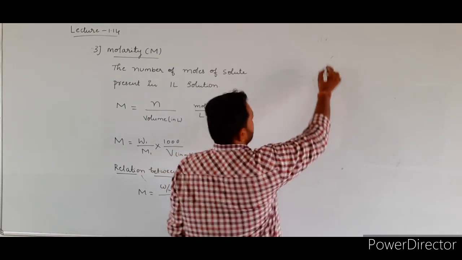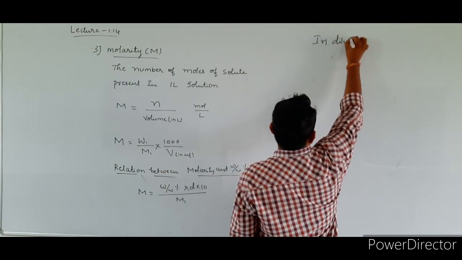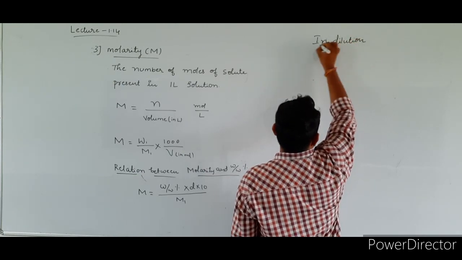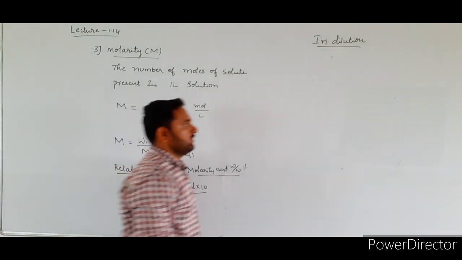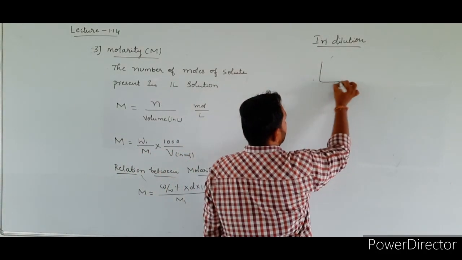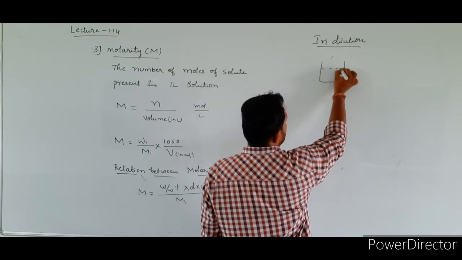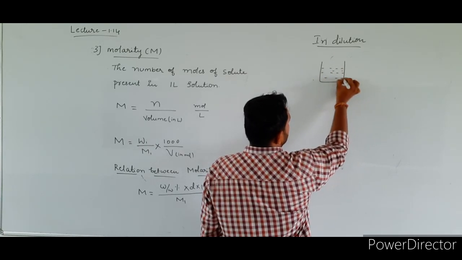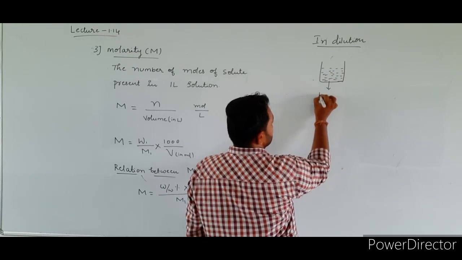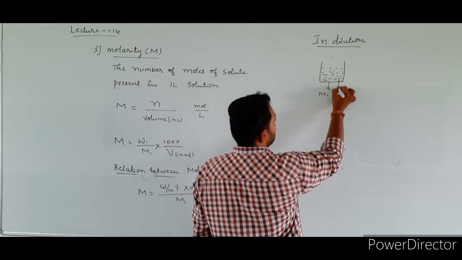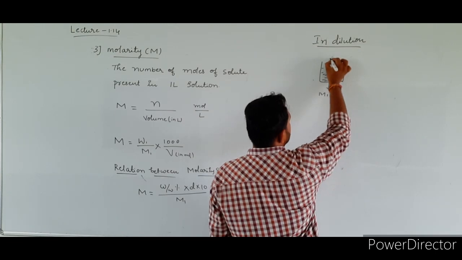Next, in dilution, what is the molarity relation? In dilution, what is the molarity relation? Now, for example, consider a beaker. In that there is a sugar solution. The molarity of sugar solution is M1. The volume of sugar solution is V1. The number of moles of sugar is n1.